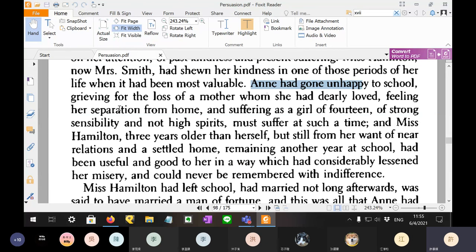Anne had gone unhappy to school. So at that time, school was always boarding school. You would live at the school. Anne had gone unhappy to school, grieving for the loss of a mother whom she had dearly loved. So her mother, Lady Elliot, had only just died. Feeling her separation from home because she's living away, and suffering as a girl of 14, which means she was 14 years old, of strong sensibility, which means she was very sensitive, and not high spirits, must suffer at such a time. So this sentence says that any young girl of 14 years of age who is sensitive and is sad must suffer like Anne suffered.